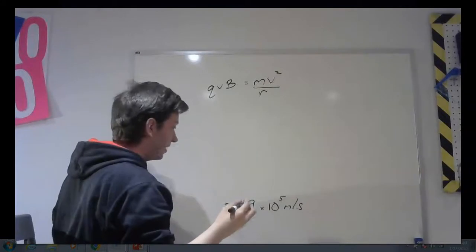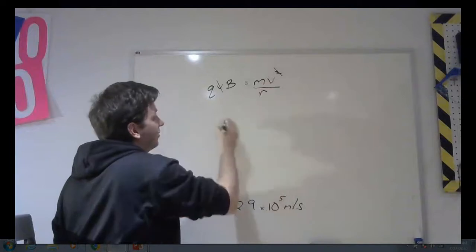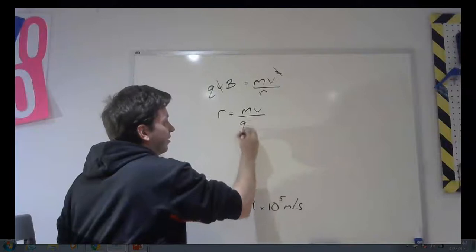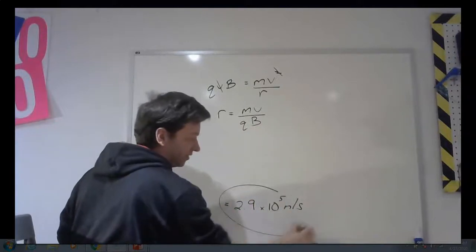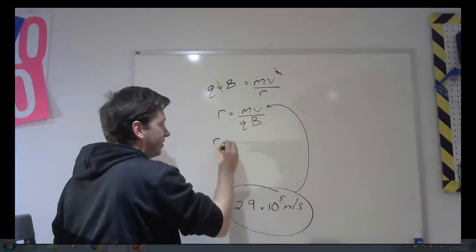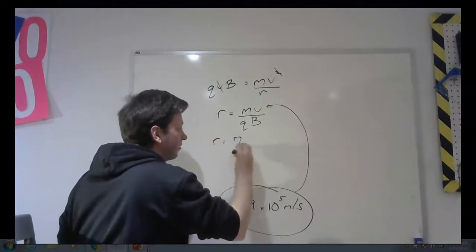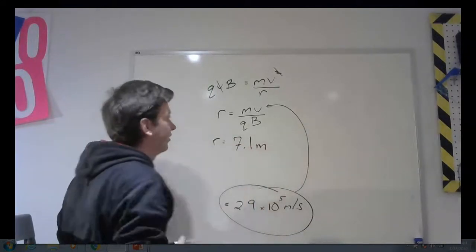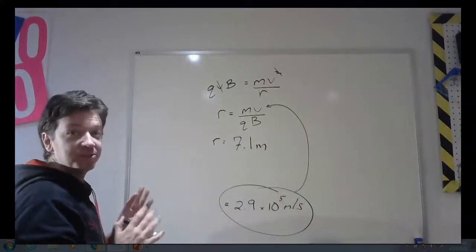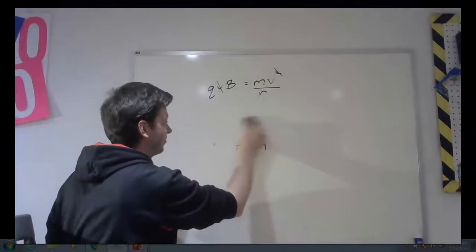All right, and we are solving for r, so we lose one v. Rearranging for r, this is just like the previous question, mv over qB. Now we know what v is. We got that from part A. And we know m, q, and B, so r is going to be 7.1 meters. And there's part B. Okay, if everyone's okay with all that, we'll go to the big question, number 4, the mass spectrometer.